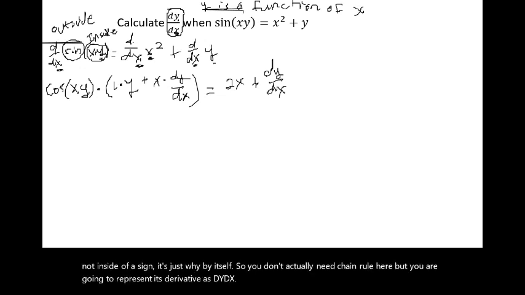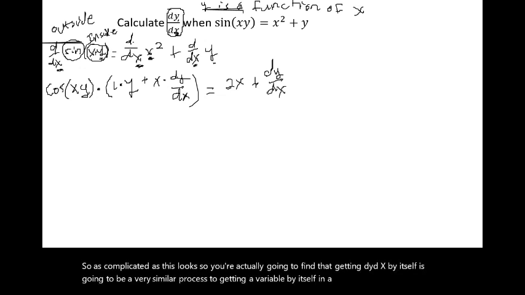So the calculus step is done. Now we get to do a whole bunch of algebra to get dy/dx by itself. As complicated as this looks, you're actually going to find that getting dy/dx by itself is a very similar process to getting a variable by itself in a linear equation that you learned way back in Algebra 1.